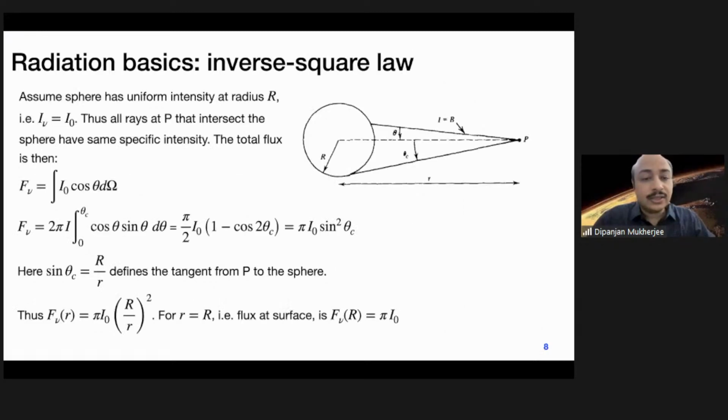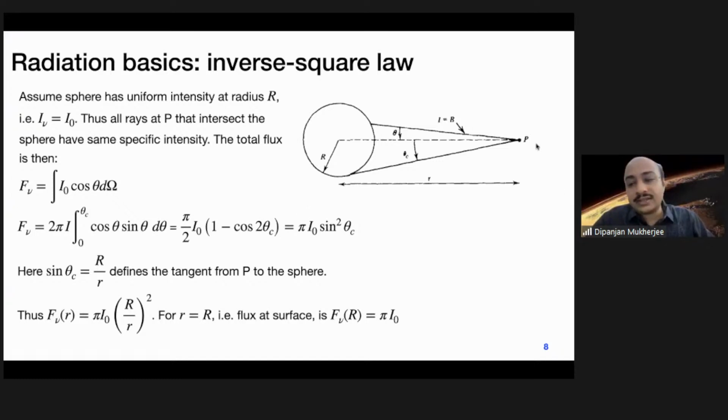All right. So going on to the next few slides. This is just recapturing the standard inverse square law that we know, but using the mathematical formulation that you've learned about the definition of specific intensity. Now, suppose you have a sphere that has uniform intensity on its surface at a given radius r. So the I nu at this particular radius r is I0. All rays that are crossing this sphere in the normal direction have the intensity I0.